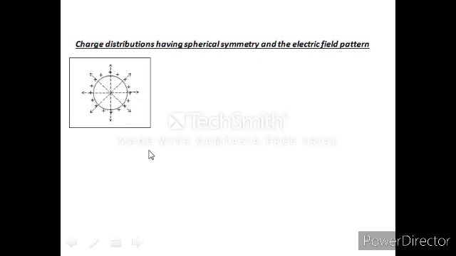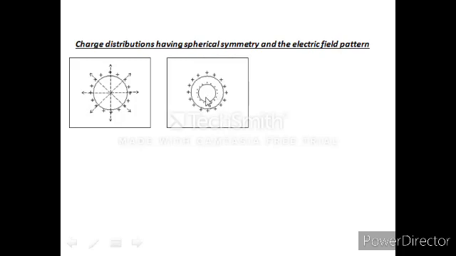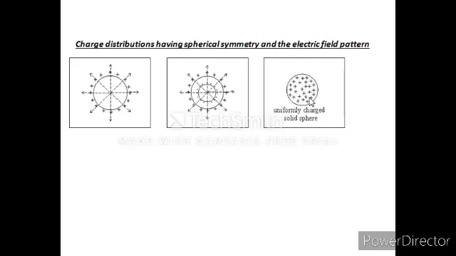Let's see our second example, concentric spherical shells. Here also the field pattern has to be a similar one along the radius, this way. Our third example is that solid sphere with uniform volume charge density. Here even the same. So in all cases where there exists a spherical symmetry, the field lines are directed either away from the center or towards the center. This is the field pattern.